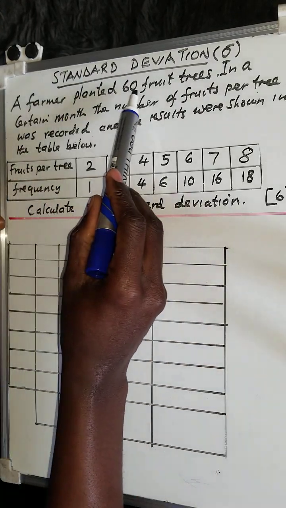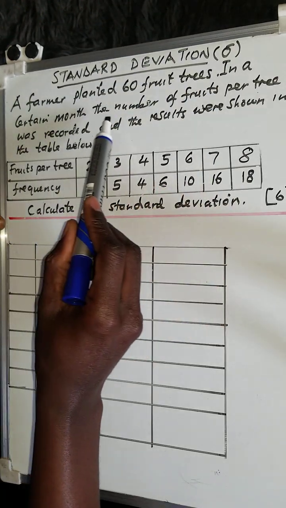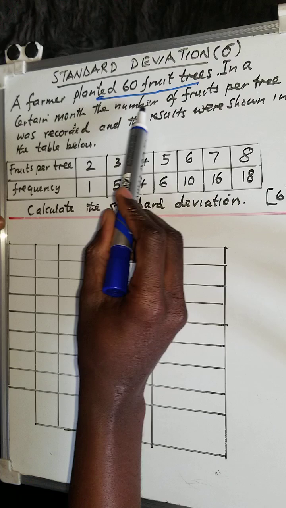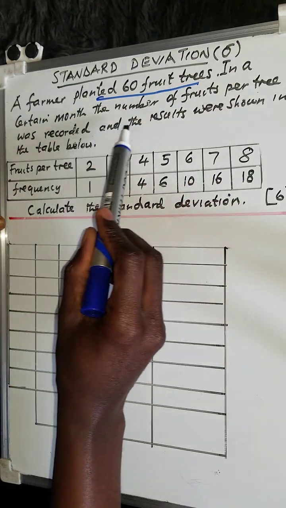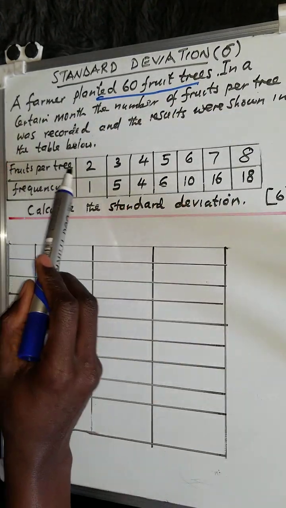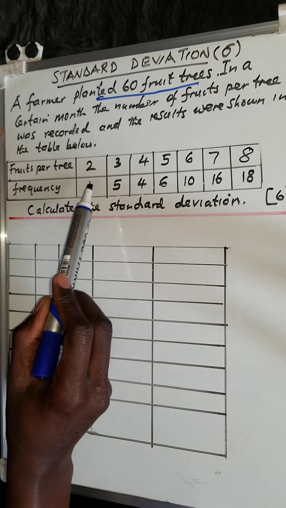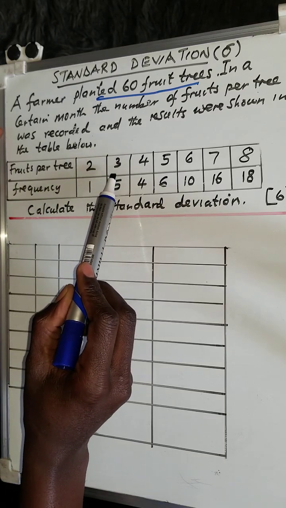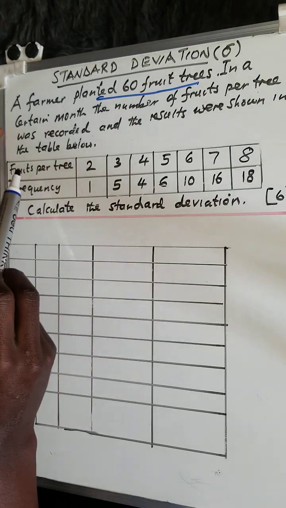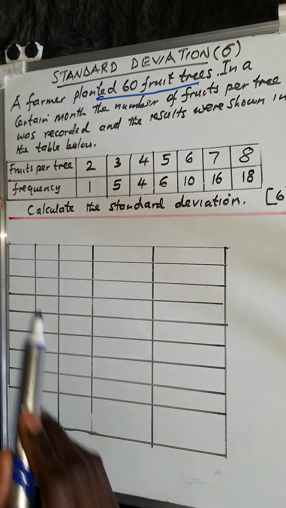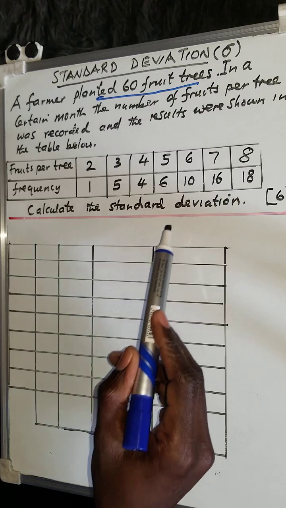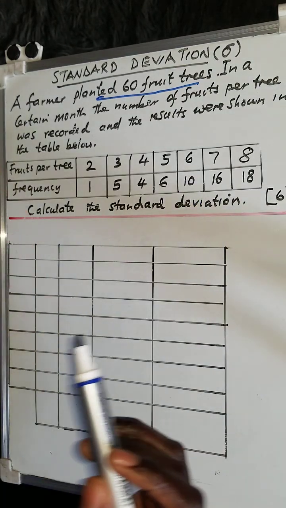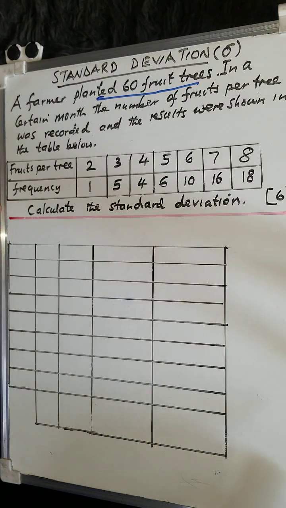So it says a farmer planted 60 fruit trees in a certain month, and the number of fruits per tree was recorded and the results are shown. So fruits per tree: those trees that had one, there were two. Those trees that produced three, there were five, and the like. So this is what they have given you. Then the question says calculate the standard deviation, and this question in the ECZ exam will always be carrying 6 marks, so you can't afford to lose that.